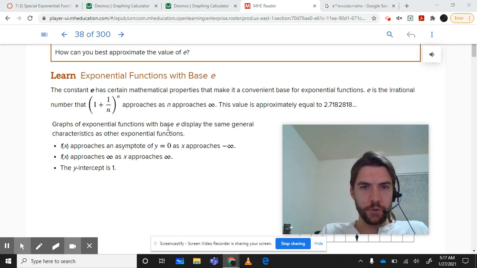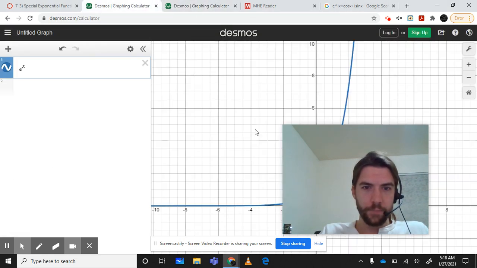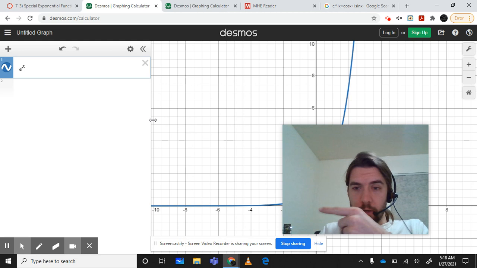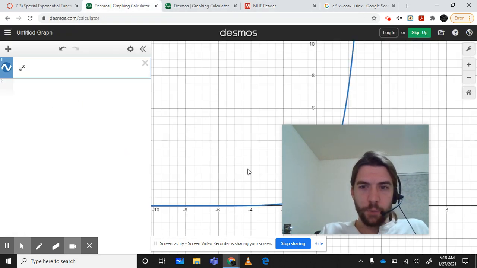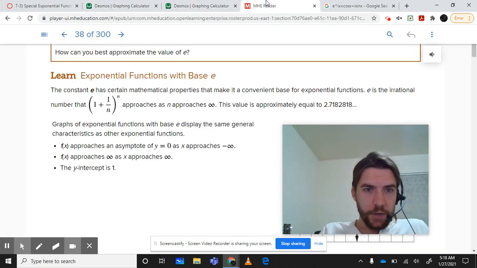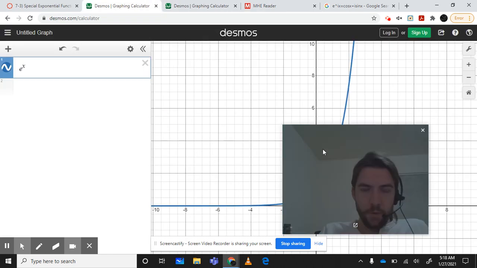Graphs of exponential functions with base e display the same general characteristics as other exponential functions, such as there is an asymptote of y equals 0 as we go towards negative infinity with x. That's just talking about this asymptote right here, y equals 0 as we go out to the left. f(x) approaches infinity as x approaches infinity, right? As we go out to the right, the function goes up. And finally, the y-intercept is 1, right?